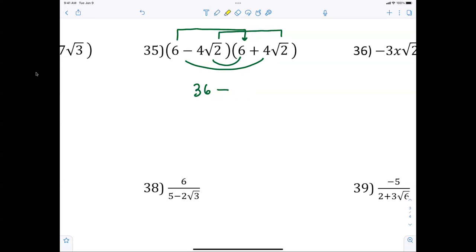Come on. 4 times 4, 16. Square root of 2 times square root of 2, 2. 16 times 2.